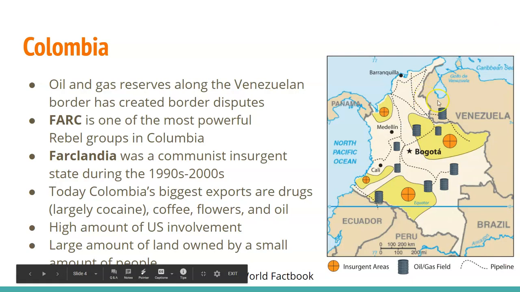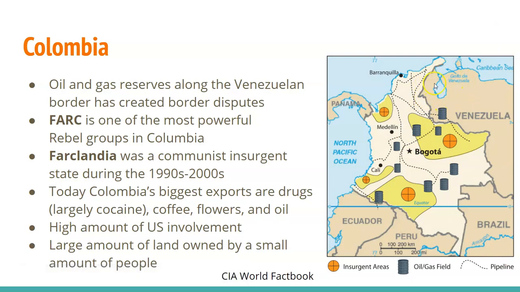So you'll see here in this picture, again, Lake Maracaibo going to be a major source of oil reserves. And so there's a lot of oil and gas reserves. That's what these little barrel shapes are, right along the border between Venezuela and Colombia. And there has been definitely some border disputes around that. Colombia in general has had a lot of rebel groups in the internal workings of the country, which has been very stressful, to put it mildly, for the people living here.